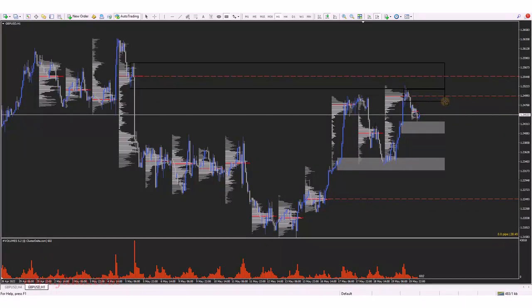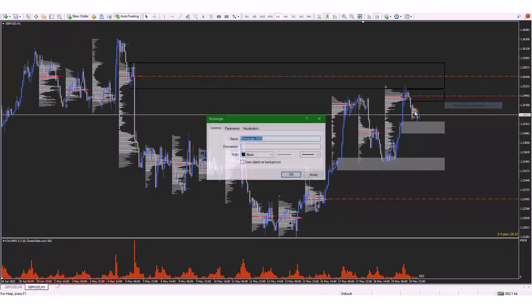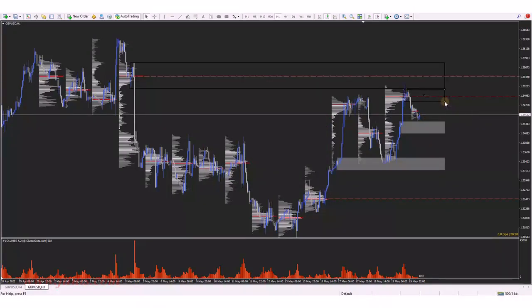like this one. There are 2 supplies close to each other, because definitely the biggest volume from the whole day was played at the end of the New York session. So I have another supply, H1 supply based on the volume profile. And here could also be demand.